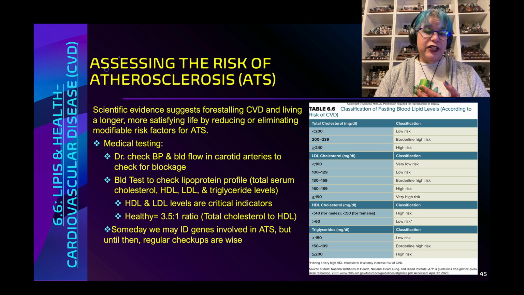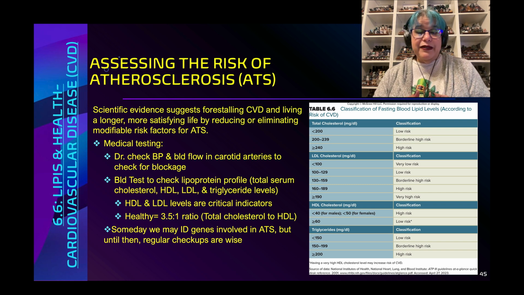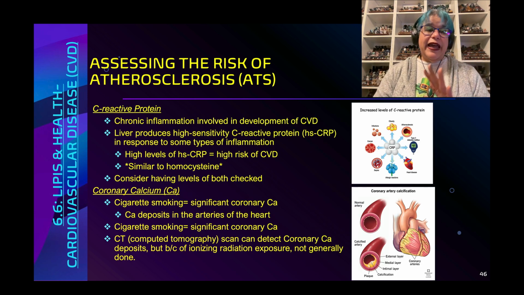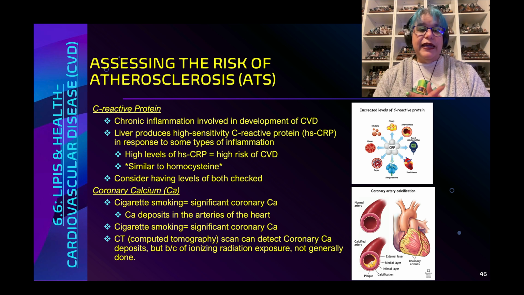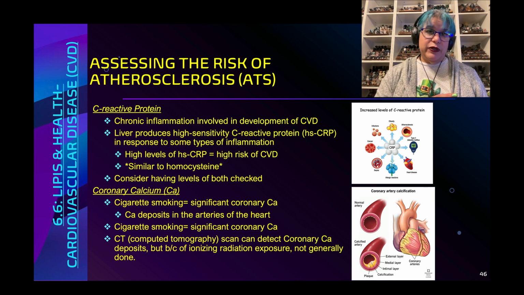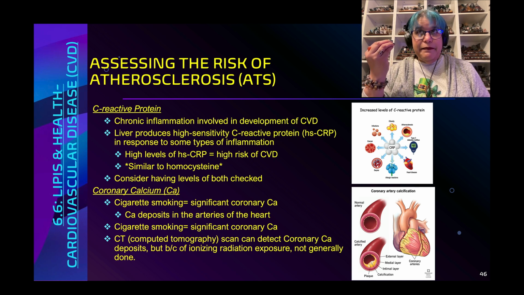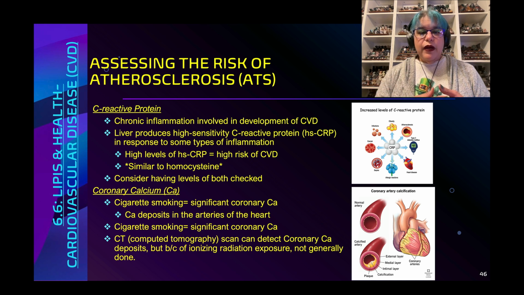Someday we may be able to identify genes involved in atherosclerosis, but until then, it's wise to get regular checkups to basically try and make sure that you're in good standing with all of the levels of everything. C-reactive protein. Chronic inflammation is involved in the development of cardiovascular disease. The liver produces high-sensitivity C-reactive protein, HSCRP, in response to some types of inflammation. High levels of this particular HSCRP basically equals high risk of cardiovascular disease. It's kind of similar to homocysteine in that way. You might want to consider having both levels checked.